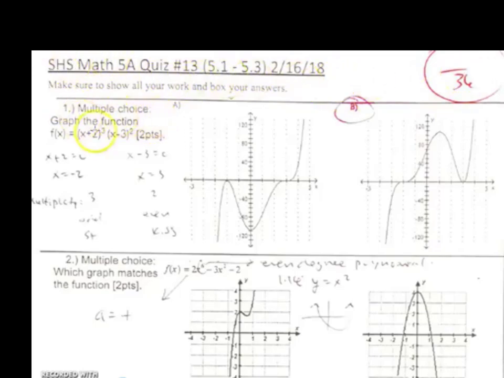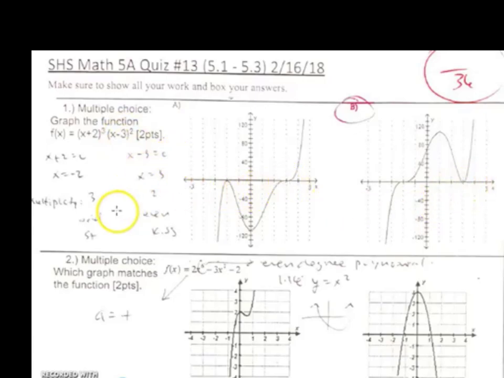Question number 1, multiple choice: graph the function f of x equals quantity x plus 2 cubed, times x minus 3 squared. So you have these two factors, and basically you take what's in the parentheses and set it equal to 0, zero product rule. Subtract 2, x is equal to negative 2, and that shows here and there. X minus 3, solve it, x equals 3, and you have one there.